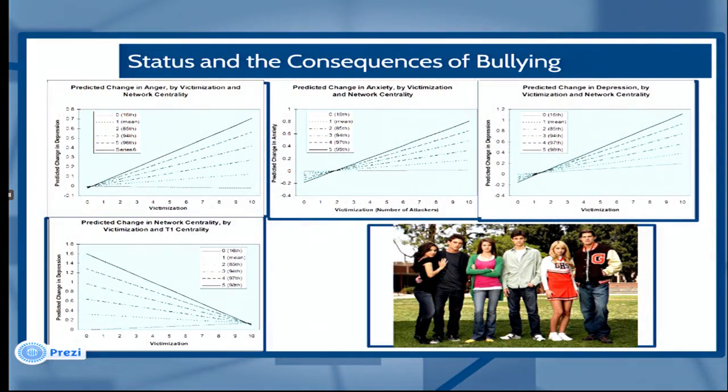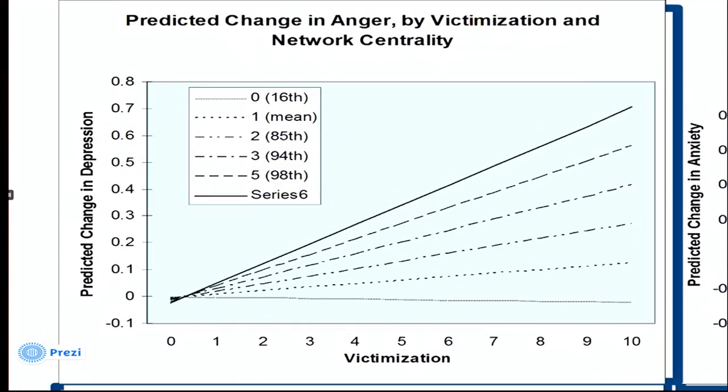In a recent paper, we looked at five different outcomes of victimization: anger, anxiety, depression, attachment to school, and centrality in the network, or what we're calling status. And what we found was that the victims who were high status had a more adverse reaction to aggression. That sounds a little surprising, and I think there are some explanations that will make sense of it.